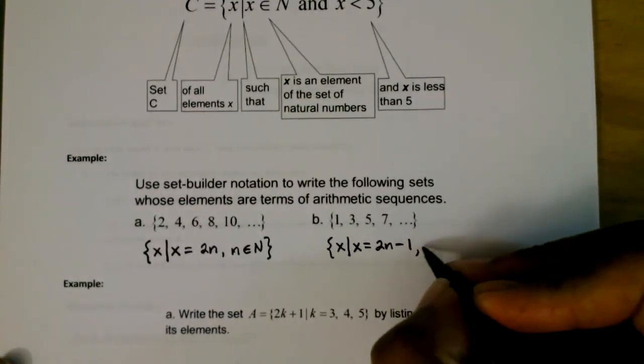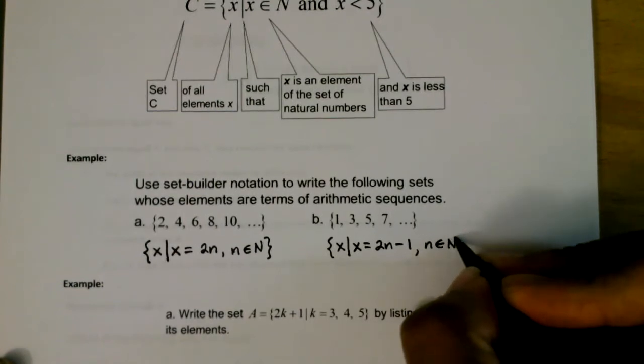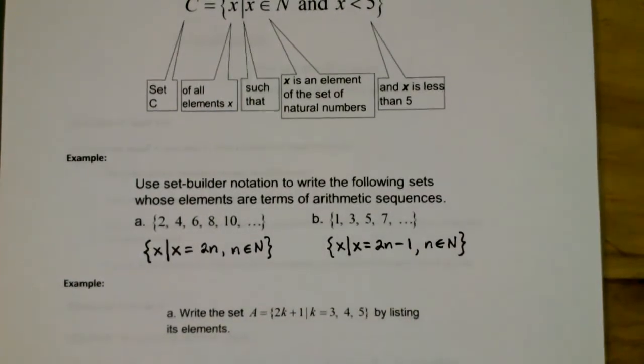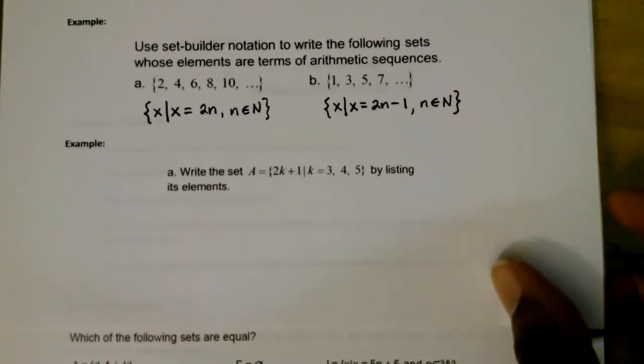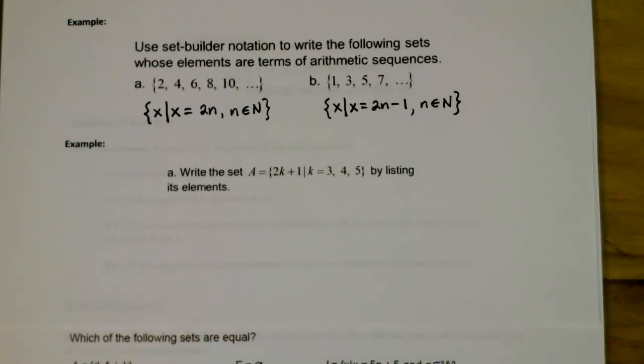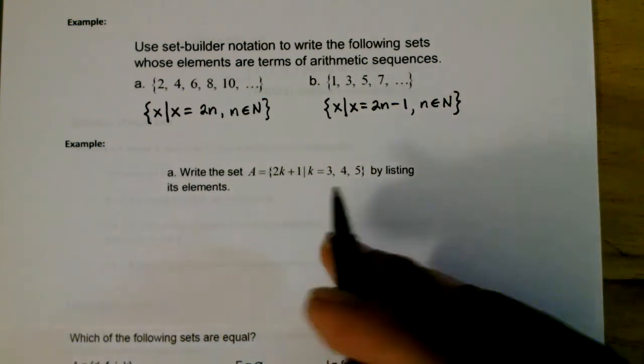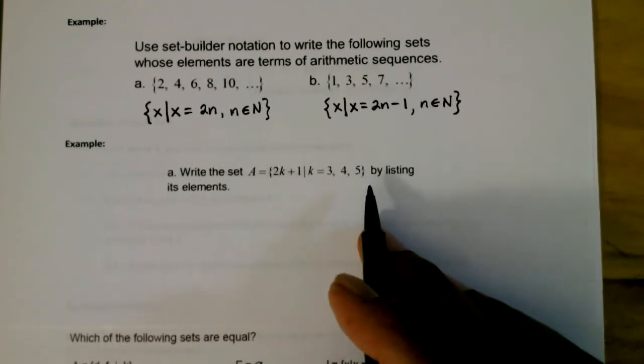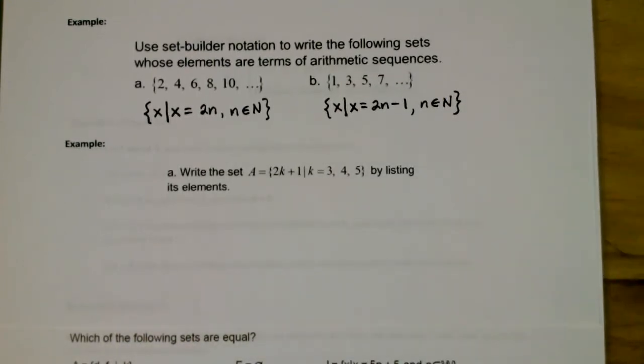Okay, so here, of course, n is an element of the natural numbers. So that's how we can write something like this in set builder notation. Now, let's look at another example where we have this in set builder notation, and we want to write the set A, which is the set of all 2k plus 1, such that k is equal to 3, 4, and 5. And we want to use the listing method.